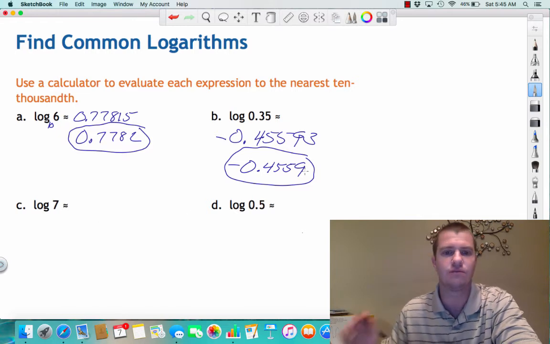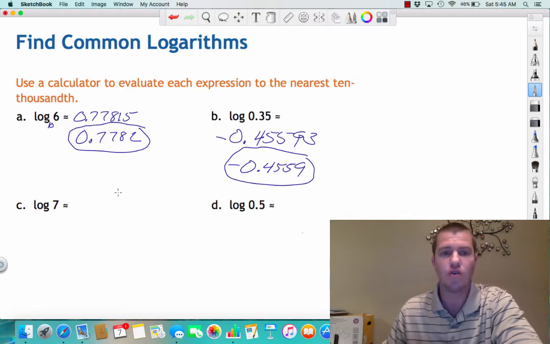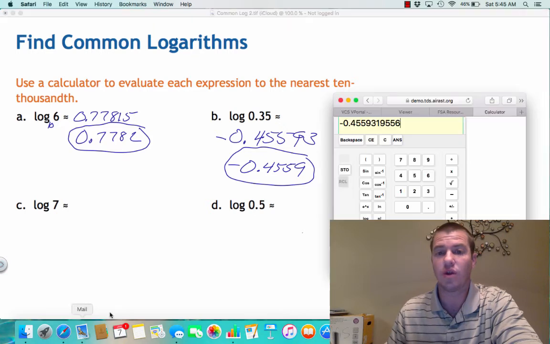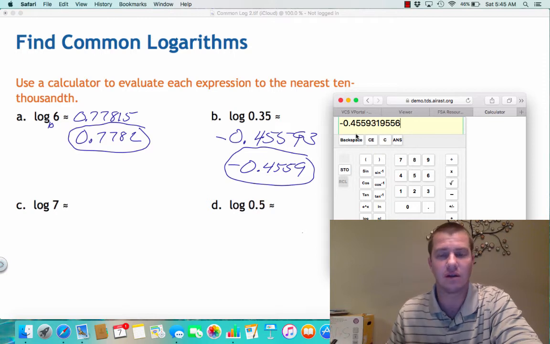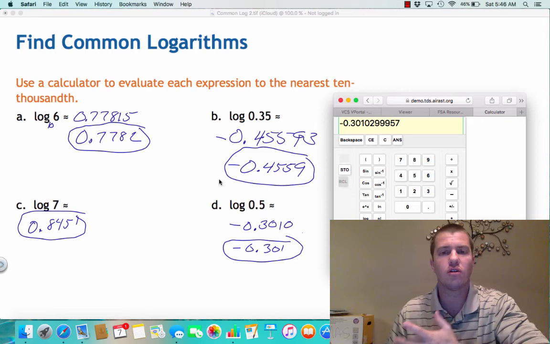Go ahead and try these two. All you're doing is typing it in a calculator. Get a calculator, type it in. If you want, go to fsaassessments.org, and that's where you can find this under resources. Go down and go to scientific calculator, FSA scientific calculator. And these are your answers for those other two.